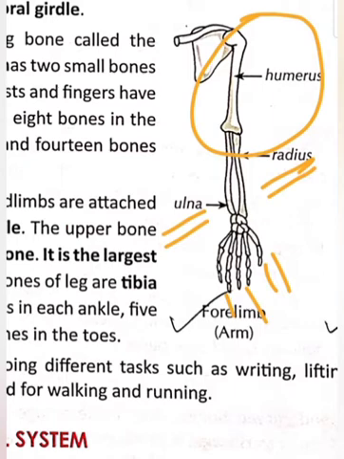So this was all about your upper arm. There are 8 bones in the wrist, 5 bones in the palm, and 14 bones in the fingers. These are very small and tiny bones.